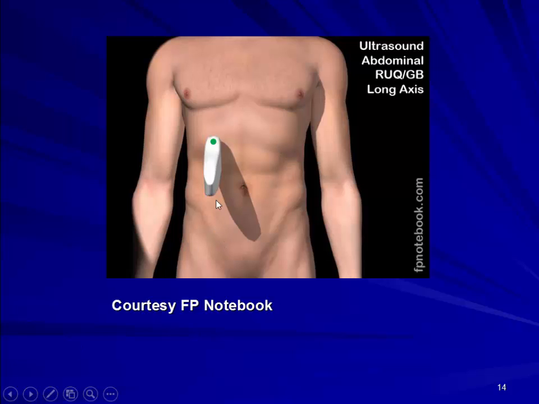Here is an image demonstrating how you must be holding the probe midway along the costal margin with a notch pointing towards the shoulder in long axis. And here is an image showing how you must hold the probe with a notch pointing towards the right side of the shoulder in short axis.